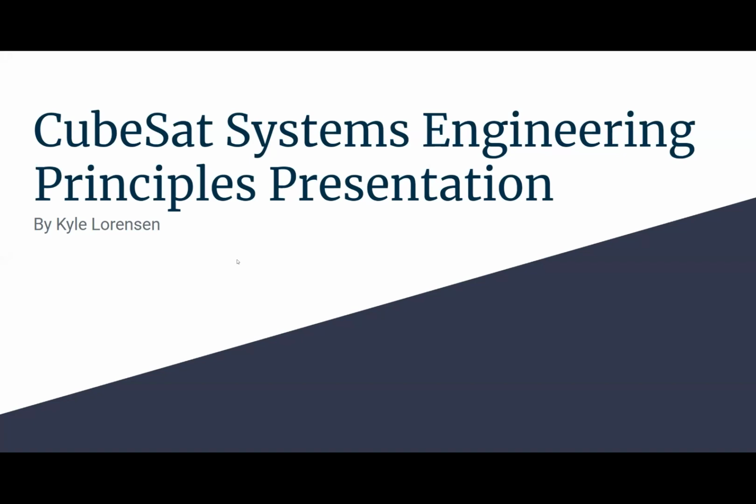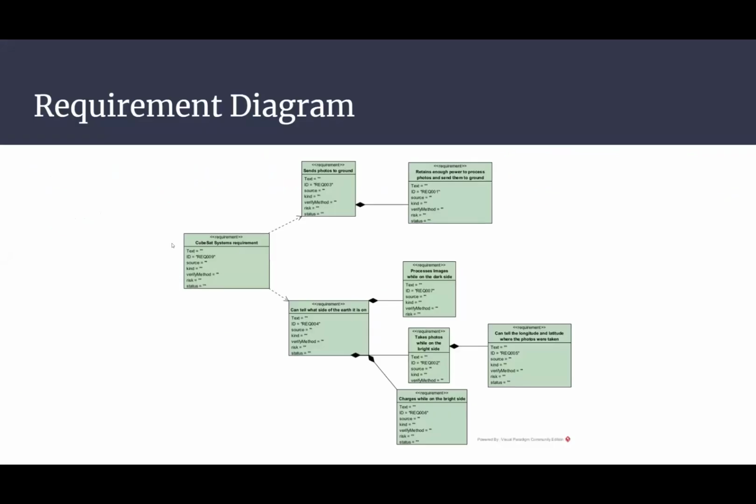So this is my requirements diagram. You can see it starts out with sending photos to ground, and so it needs the power to send those photos to ground. I also realized that a pretty integral part of the system, as I was planning this out, is that it needs to be able to tell what side of the Earth it's on, because obviously it can only charge, and only take useful pictures, when it's on the bright side of the Earth.